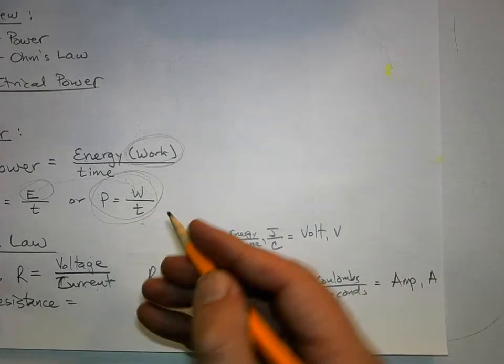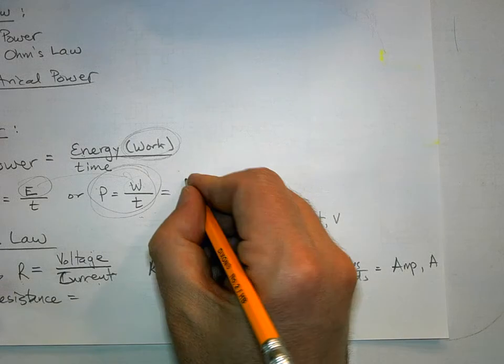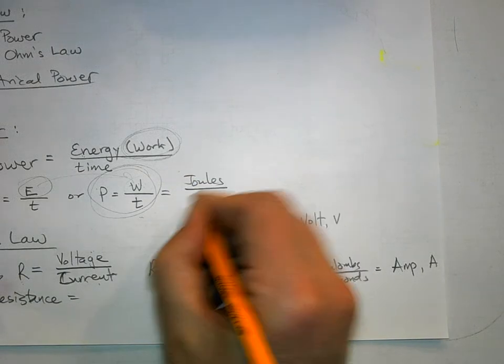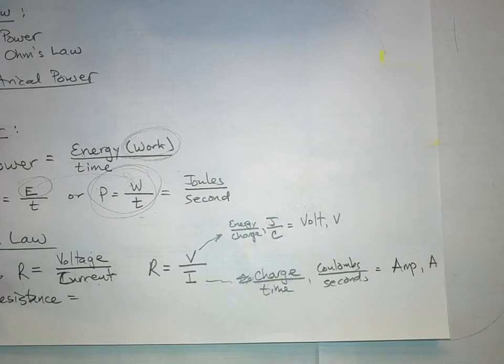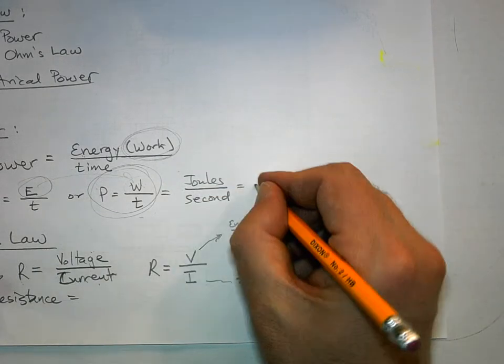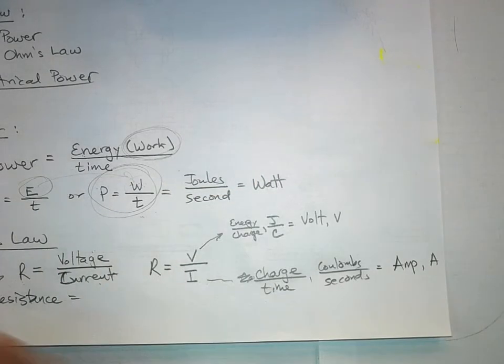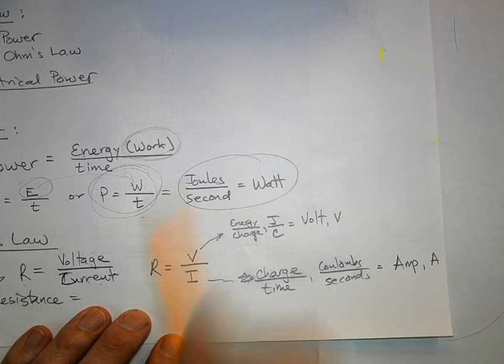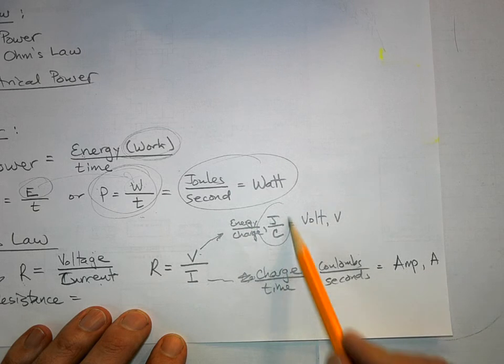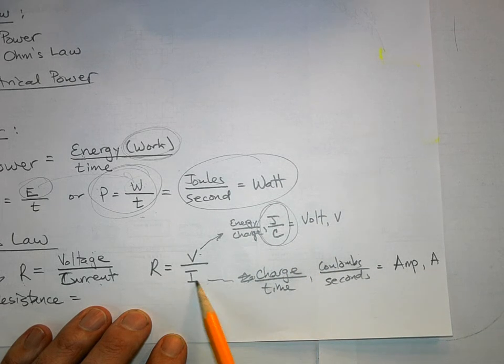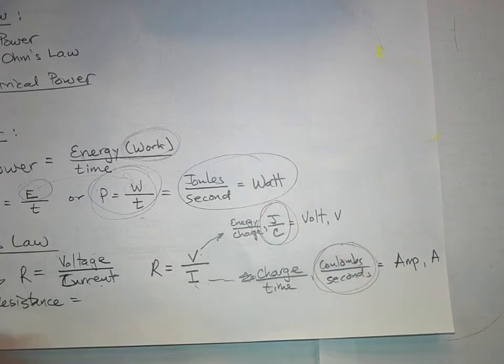Okay. Now let's take a look at power. We said power is work over time. Let's go through the units with that. That's joules per second, right? And a joule per second is a watt. Well, look what we got here. We got joules per second, or watts over here. And look at voltage. Voltage is a joule per coulomb, but current is a coulomb per second. Okay, now that's the key to understanding how we get power from Ohm's law. So let's do that.